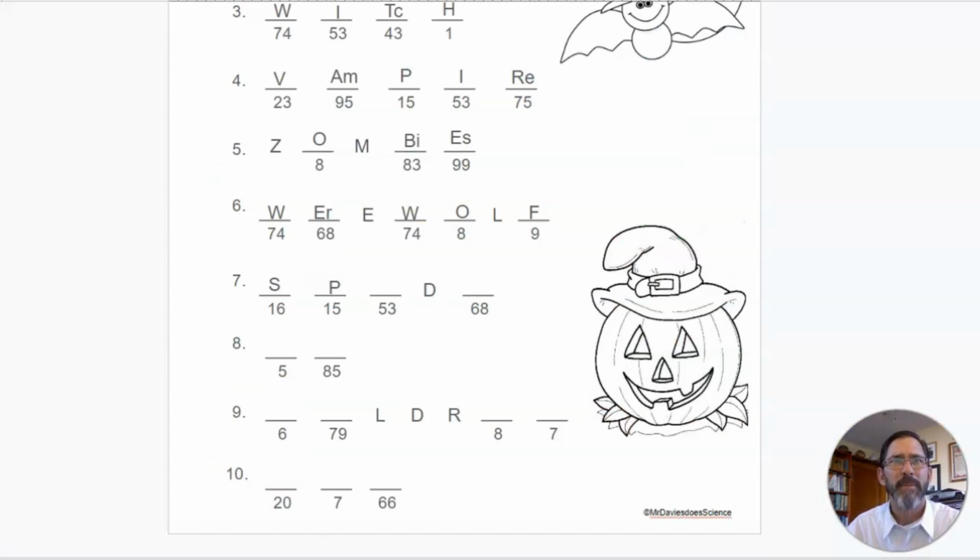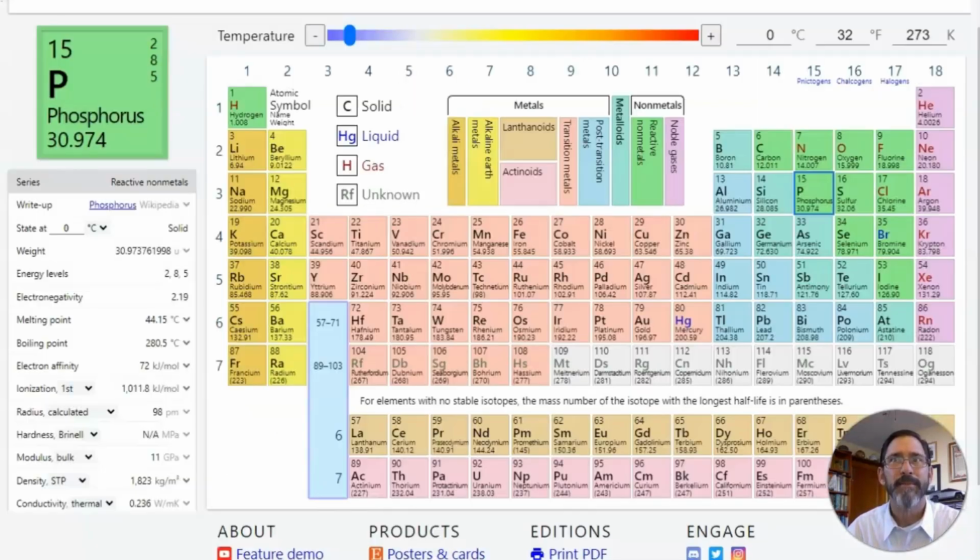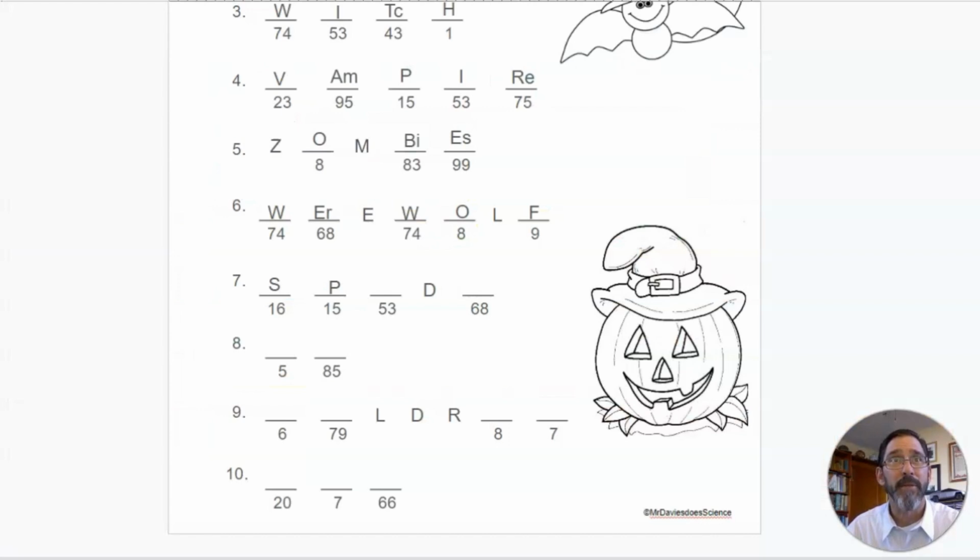Looking for the element for atomic number 53. The element for atomic number 53 is down at the bottom of the reactive nonmetals. That would be iodine. A capital letter I is the atomic symbol. Above number 53, go ahead and put a capital letter I.